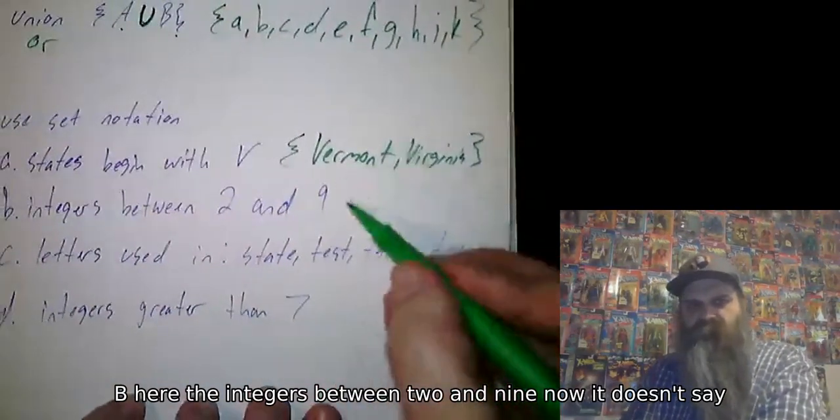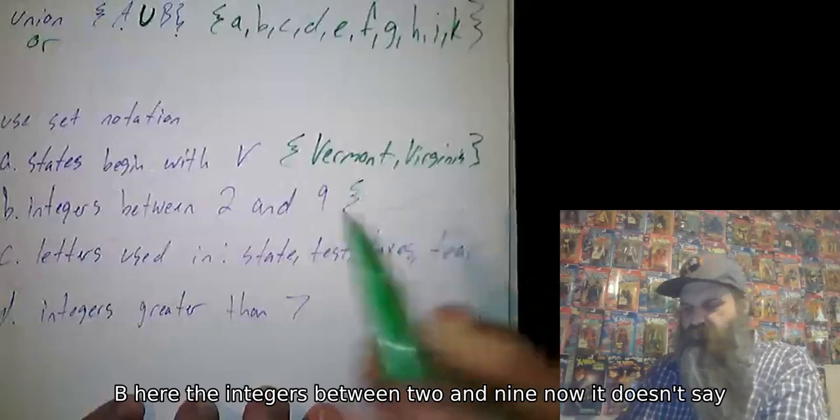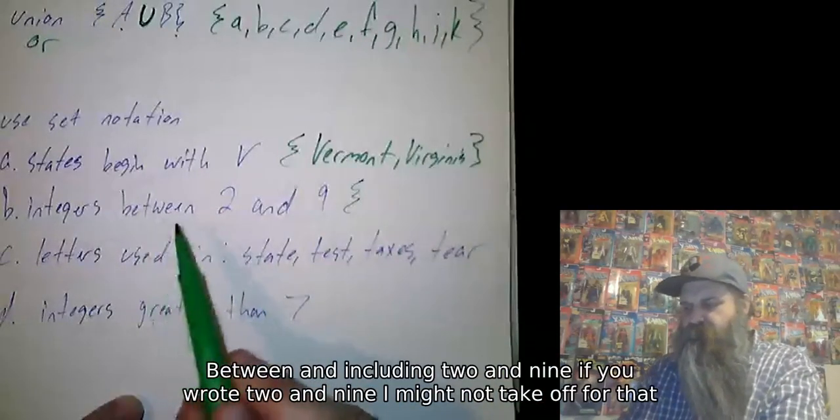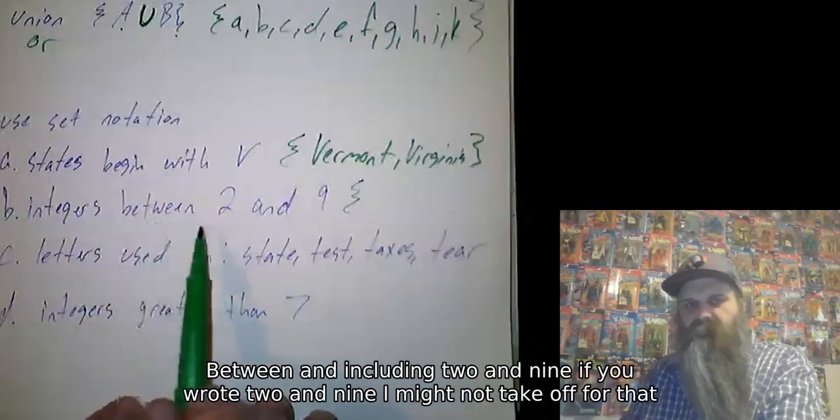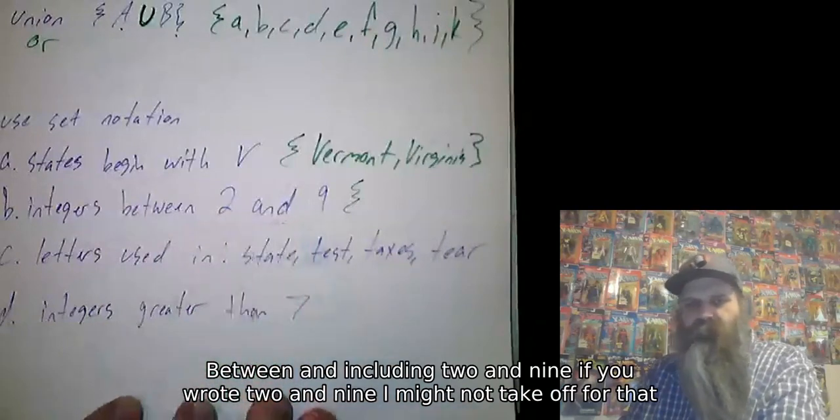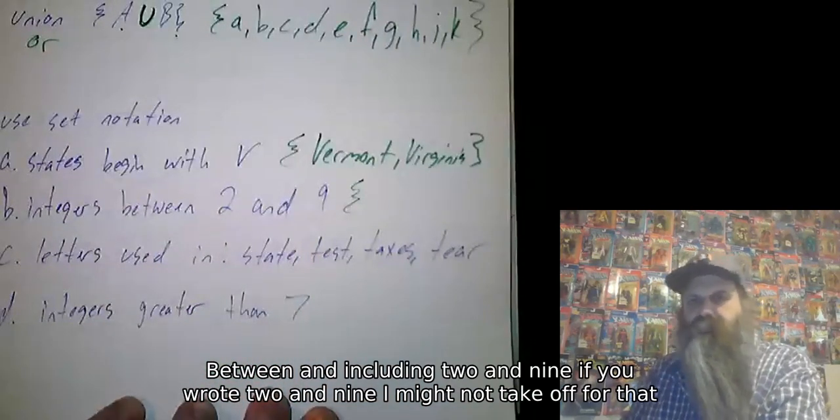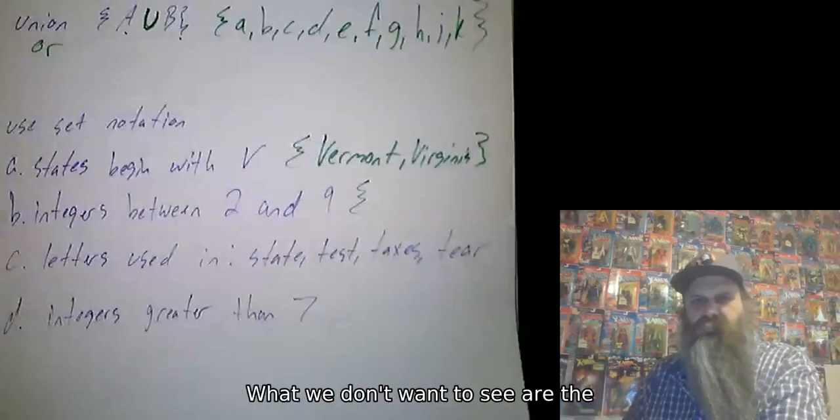B here, the integers between 2 and 9. Now it doesn't say between and including 2 and 9. If you wrote 2 and 9, I might not take off for that.